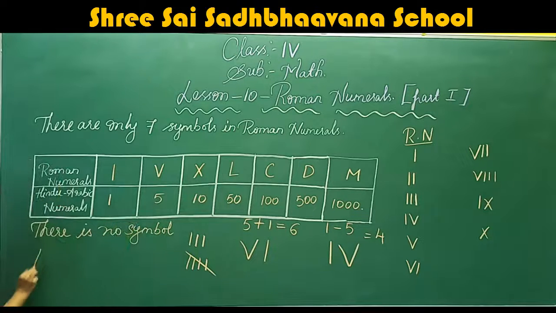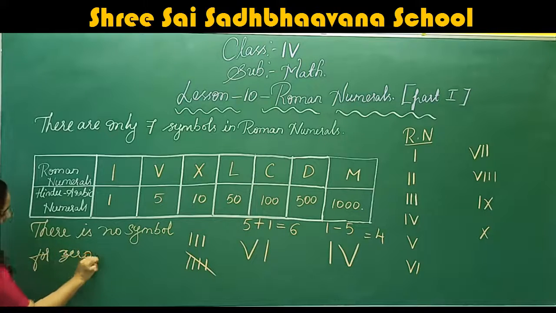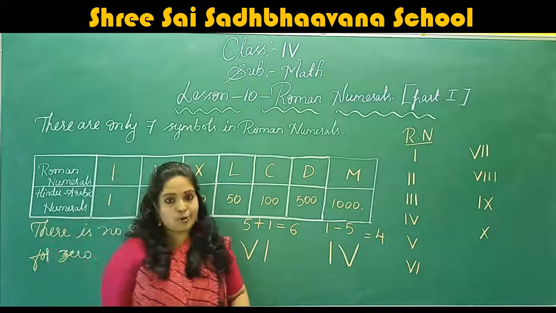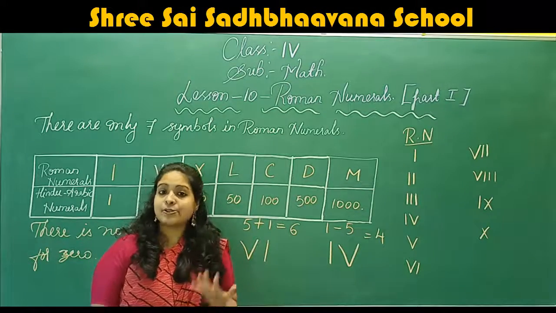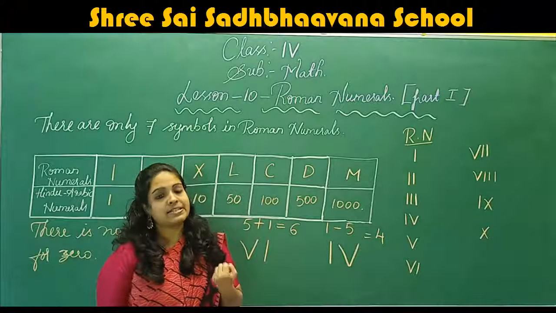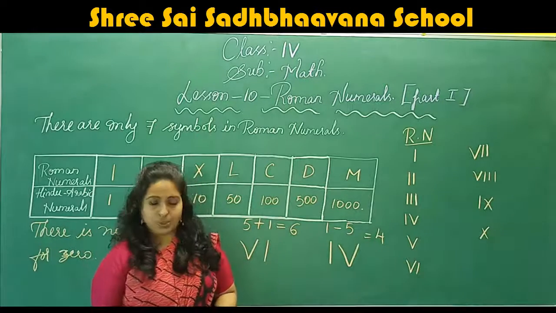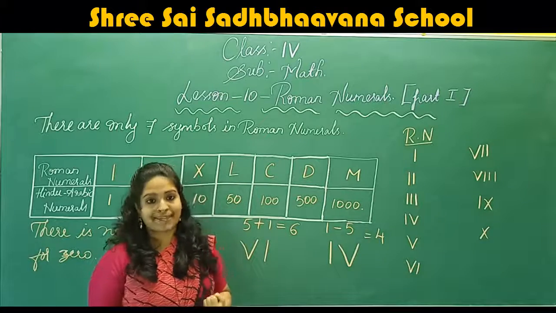There is no symbol for 0. Okay, this is the important thing. There is no symbol for 0 in Roman numerals, and there is no place value also. There is no place value in the Roman numeral system. These two things you have to keep in mind.